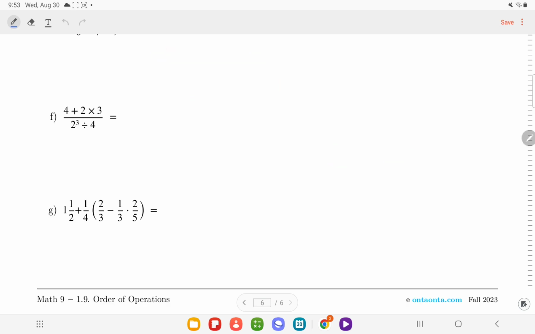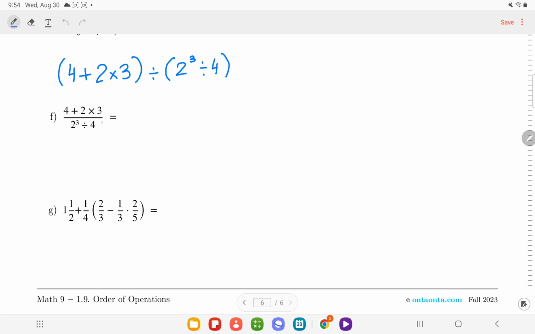Question F could be rewritten without a fraction, so as a division, as 4 plus 2 times 3, but then we must put the numerator inside the brackets because we have to work on the numerator separately. So we have to rewrite it as in brackets, divided by, and again, denominator, we have to put it in brackets again, 2 cubed divided by 4.